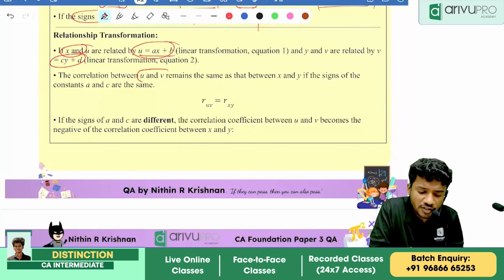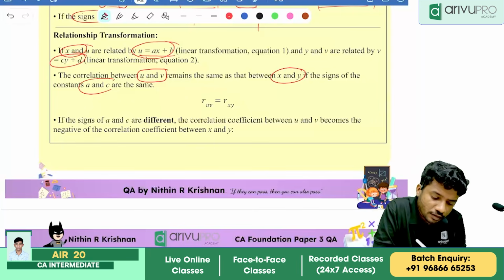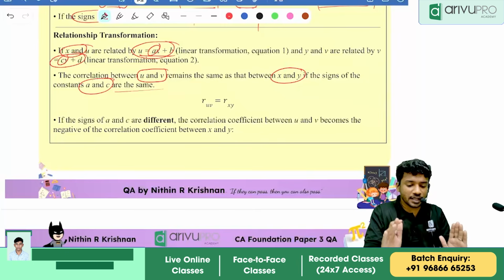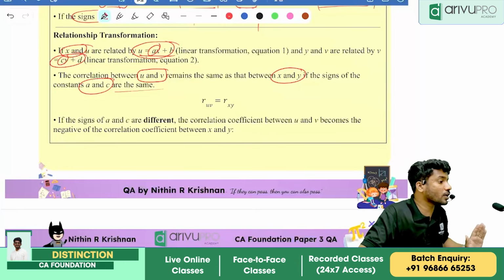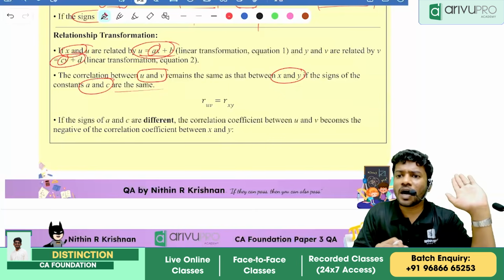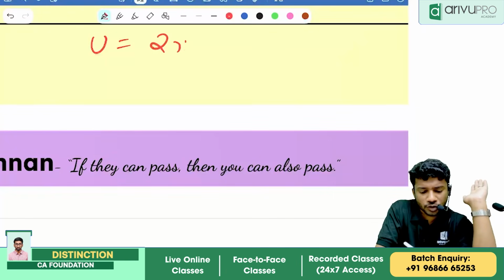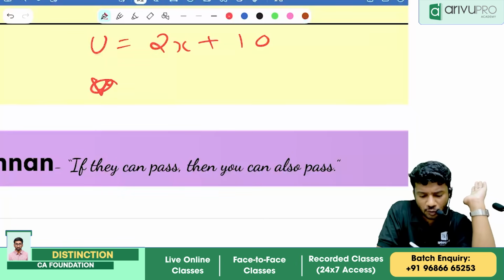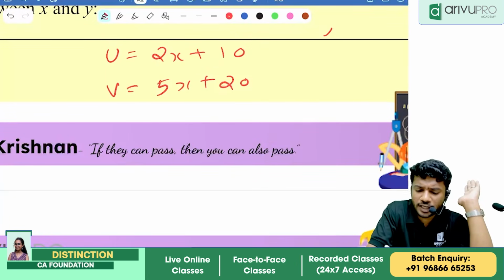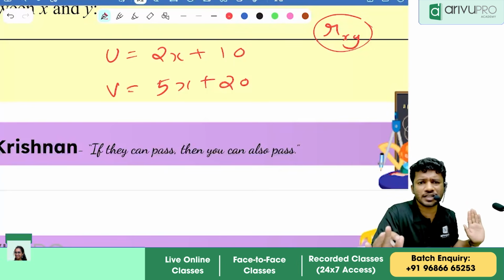Then the correlation coefficient between U and V remains the same if the constants A and C have the same sign. That means what? X and Y will have same sign, then correlation coefficient between them will be equal. If both are having different sign, correlation coefficient will be negative. R will become minus R. I'll show you with an example. U is equal to 2x plus 10, while V is equal to 5y plus 20. Okay, we already know the correlation between X and Y. That correlation coefficient is called Rxy.